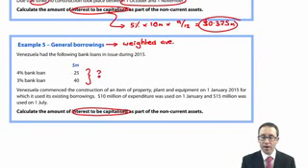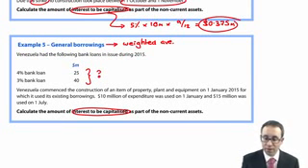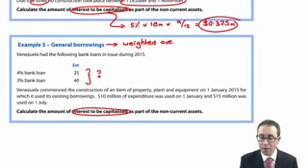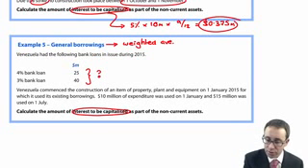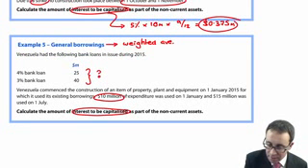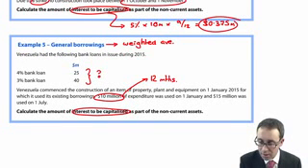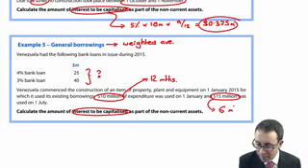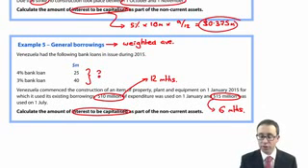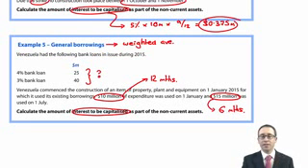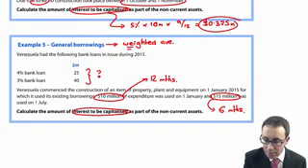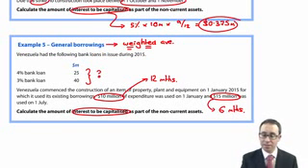It says Venezuela commenced the construction of an item of property, plant and equipment on the 1st of January 2015, for which it used its existing borrowings. It says 10 million of expenditure was used on the 1st of January, so that is 10 million for 12 months, and 15 million on the 1st of July, so that is 15 million for 6 months. The percentage that we are going to apply is that weighted average percentage.